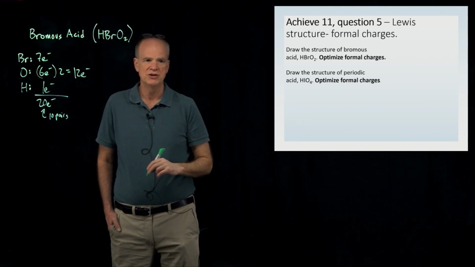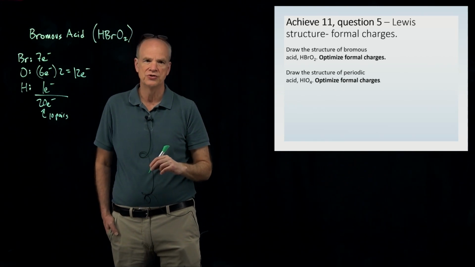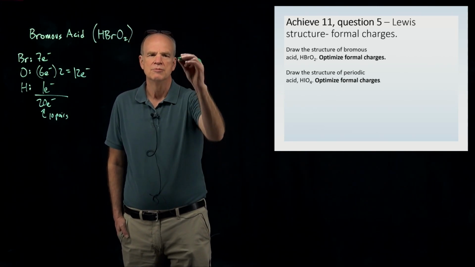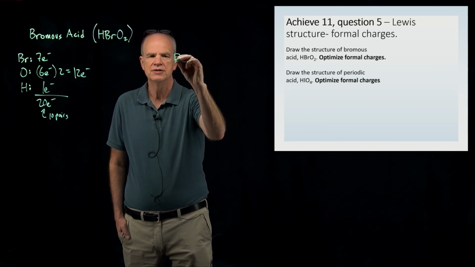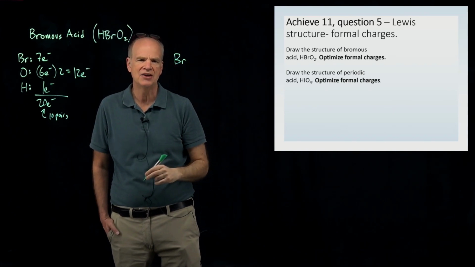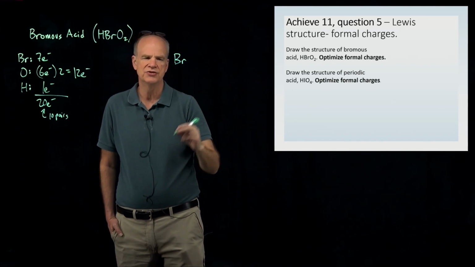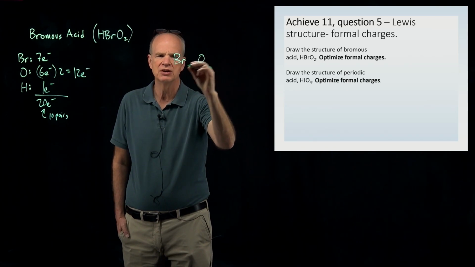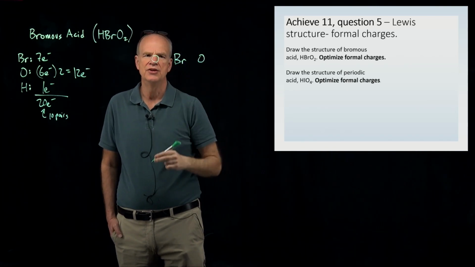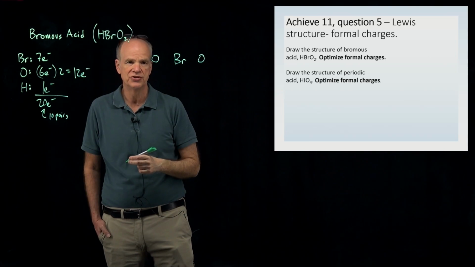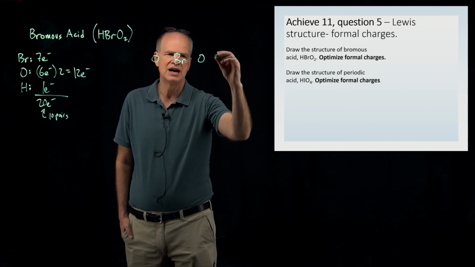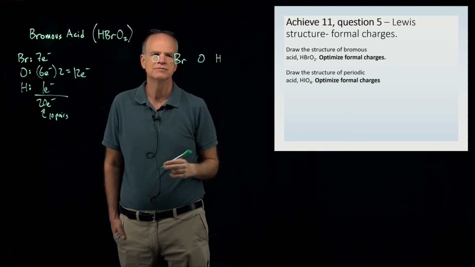Okay, so let me go ahead and draw a skeletal structure for this molecule. Bromine is going to be in the center, because between bromine and oxygen, bromine has the lesser electronegativity. And so we have to put oxygen on the outside. We can put 1 here and 1 here. And then you have to remember that hydrogens are always terminal. So you have to have a hydrogen that's going to be outside of an oxygen. So it'll be here. Okay.